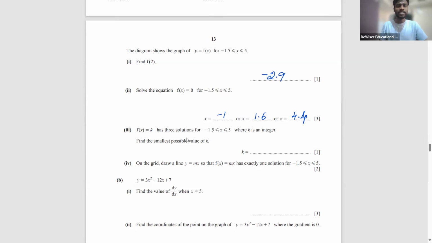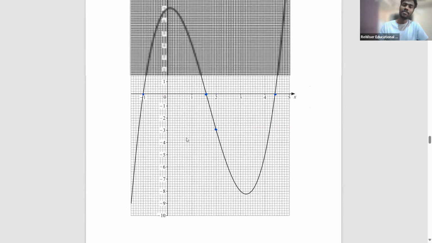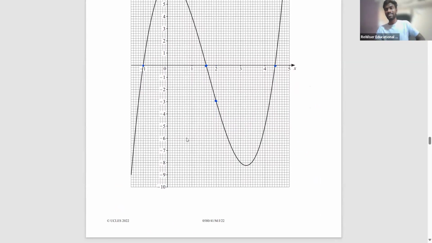And next, f of x equals k has 3 solutions, where x is between negative 1.5 and 5, where k is an integer. Find the smallest possible value of k. Whenever we say f of x equals k, that means it's a horizontal line passing through some k. We need to figure out the smallest integer value. It can't be negative 9, because at negative 9, if you draw a horizontal line, the graph will not intersect at 3 different points. But it can be negative 8.